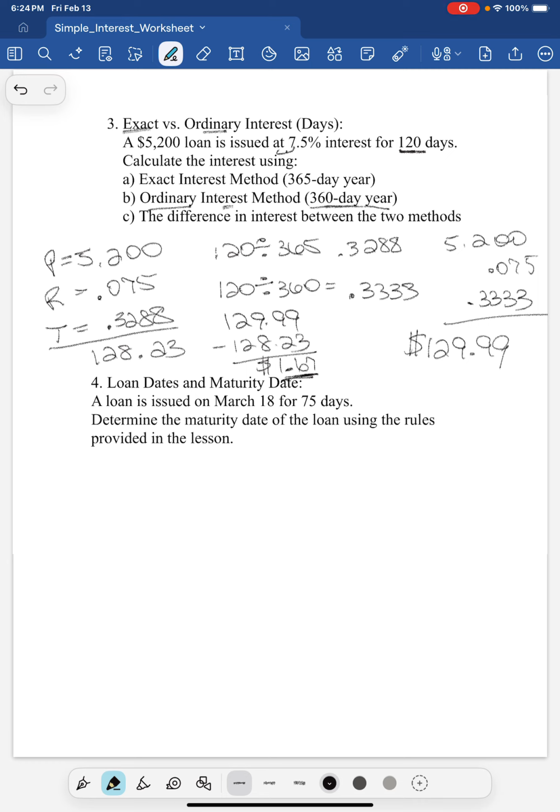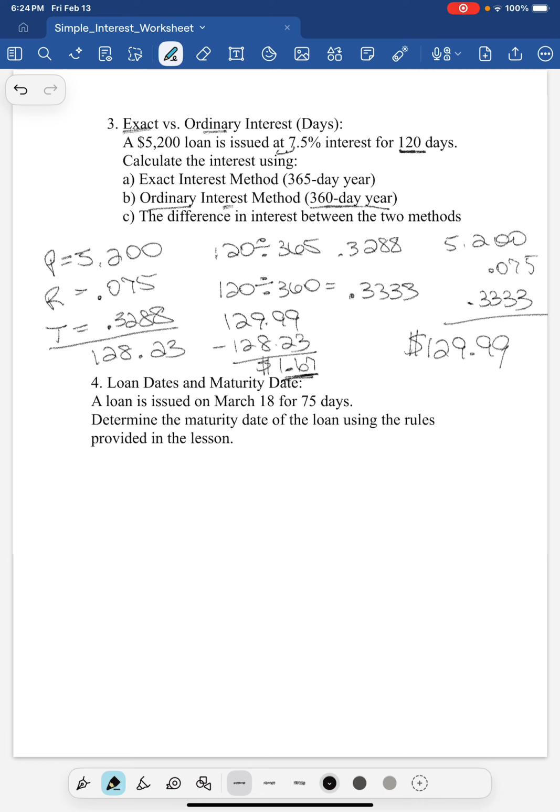Okay. Now, the last thing we're going to do is find maturity date. And maturity date is just a fancy way of saying the due date. It is the date that the loan is due. You either have to pay it or renew it by that date. And this is very simple. It's a lot like finding dates on invoices. You just have to know how many days are in each month, okay?